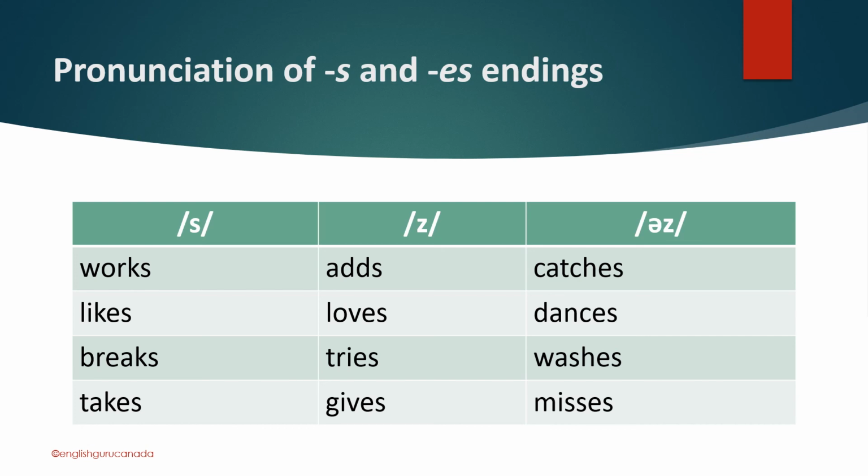Now let's take a look at the second sound that we have, the z sound. So we have here adds, loves, tries, gives. So be very careful with these sounds. And then the uz sound: catches, dances, washes, misses. I hope this has helped you to understand the present tense, the form, and how to use it, where we use it, and how to pronounce the endings.